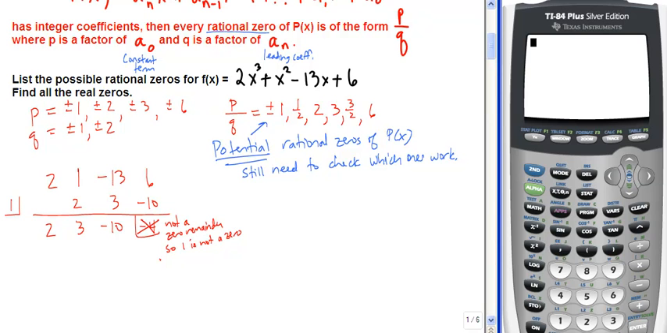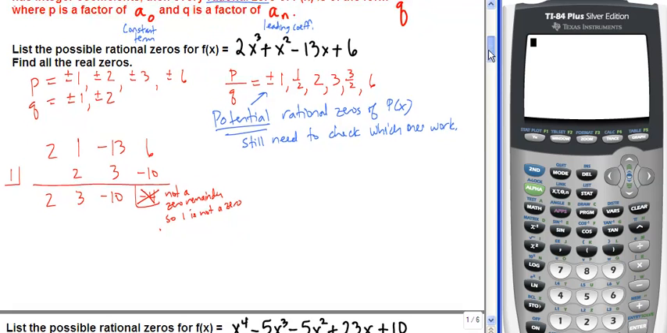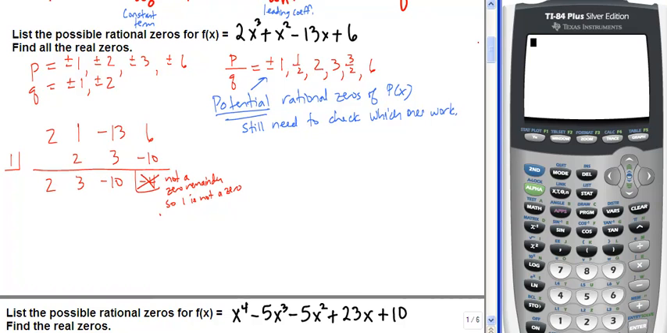Okay, so that one didn't work, so we need to take another guess. And I'm going to show you in a little bit some strategies for how to make some good guesses. But on this one, let's just take a random guess here, and let's try, say, 2. Okay, so I'm going to jump around in my list here. I want to try to avoid the fractions if I can because they get a little messy to handle. So I'm just going to try the next integer value here, 2. And again, I'm just going to do my synthetic division again.